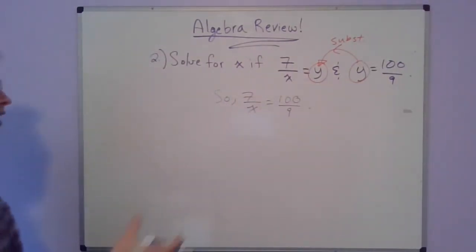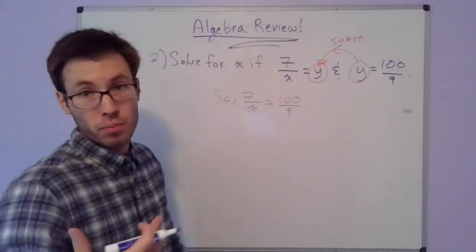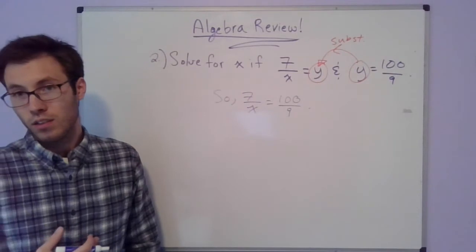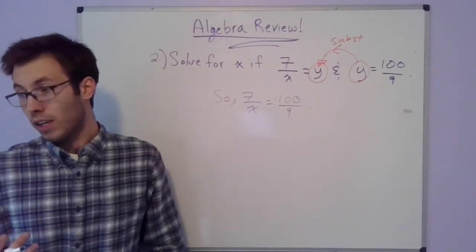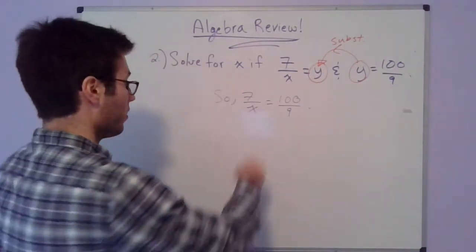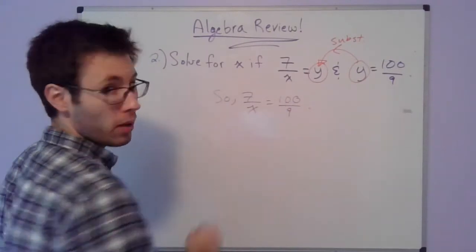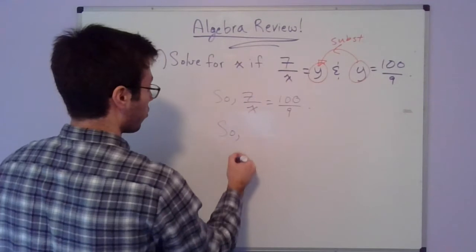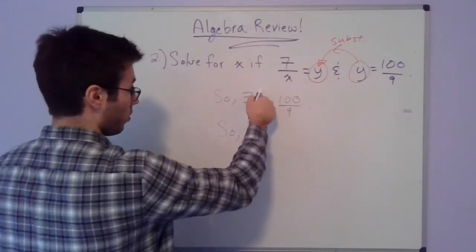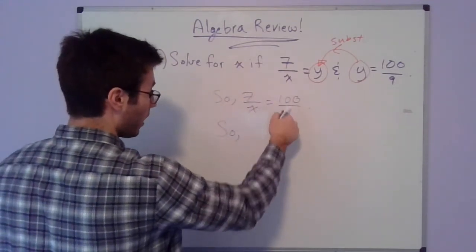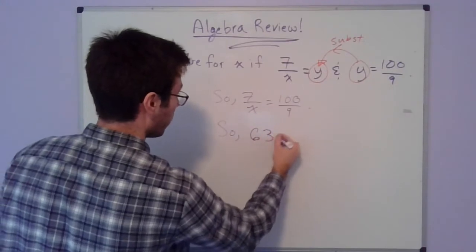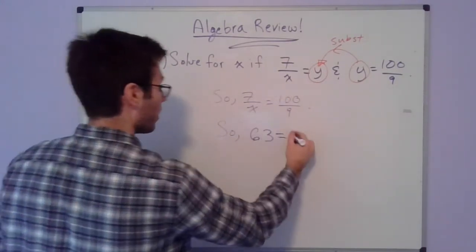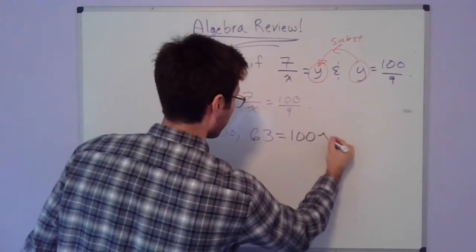Now here we can get x out of the denominator by multiplying both sides by x. But what's another way of doing this? Just cross multiply, right? What we see here is the scenario where we can just cross multiply and then figure out what x is. So cross multiply is where you do your cross. It's 7 times 9 is 63. Then 100 times x is 100x.